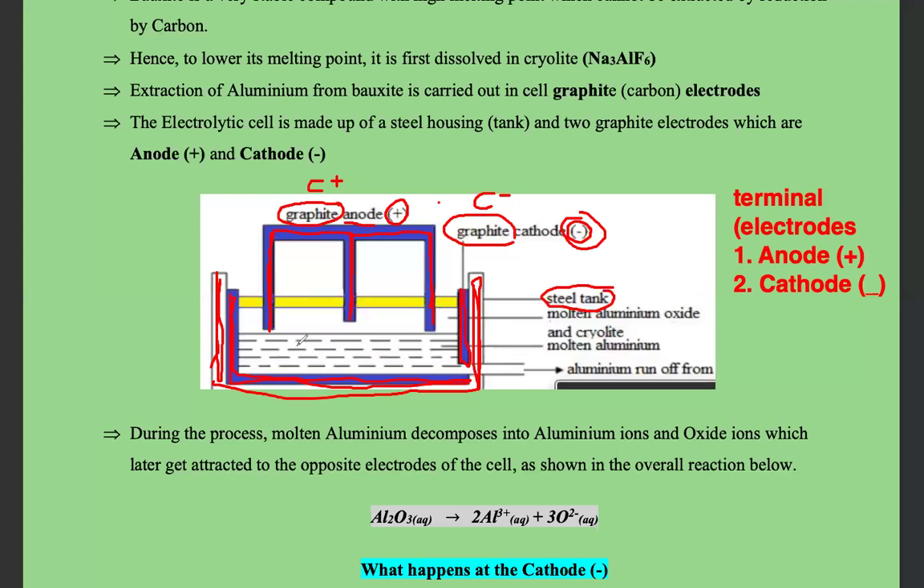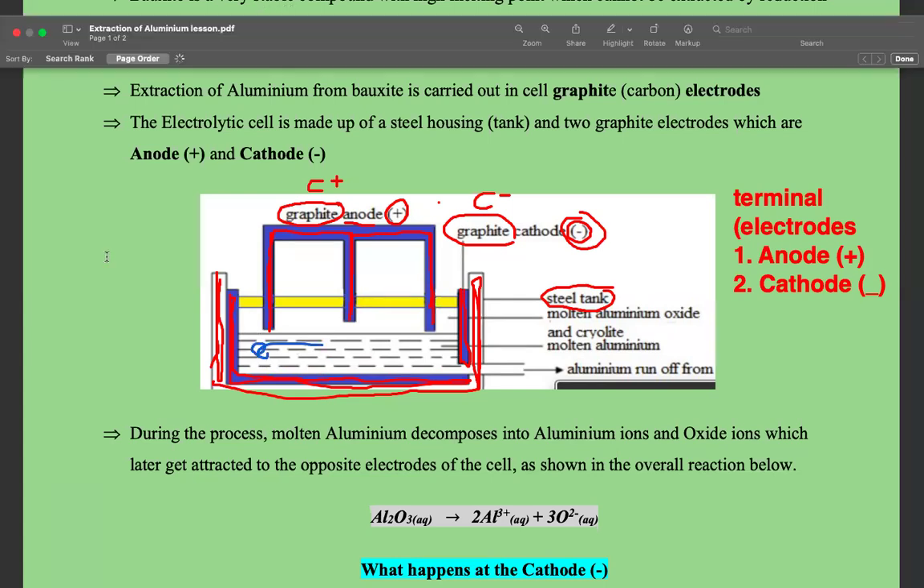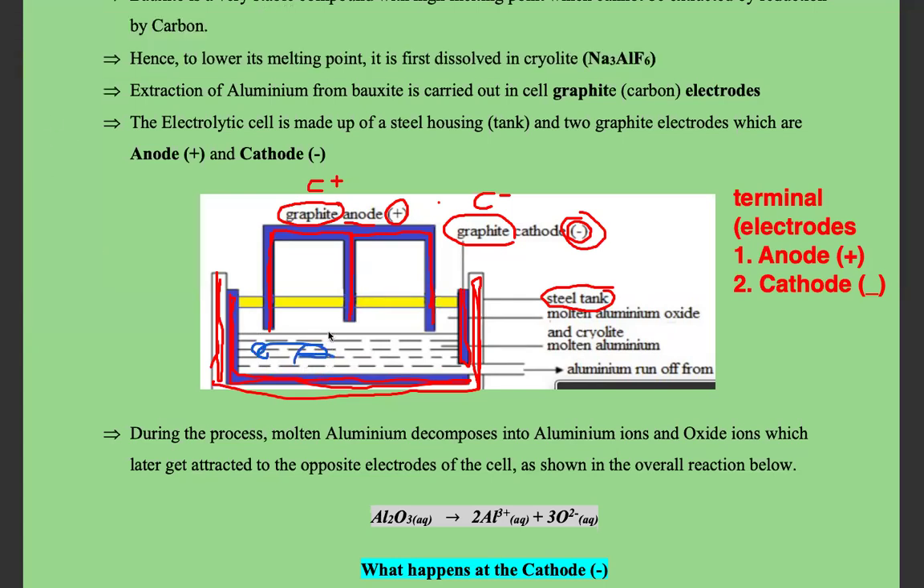Now when we get our aluminium oxide, we dissolve it in cryolite, then we pour it in this chamber. So this is a combination of aluminium oxide as well as cryolite. The molten aluminium oxide as well as the cryolite are combined in this cell.